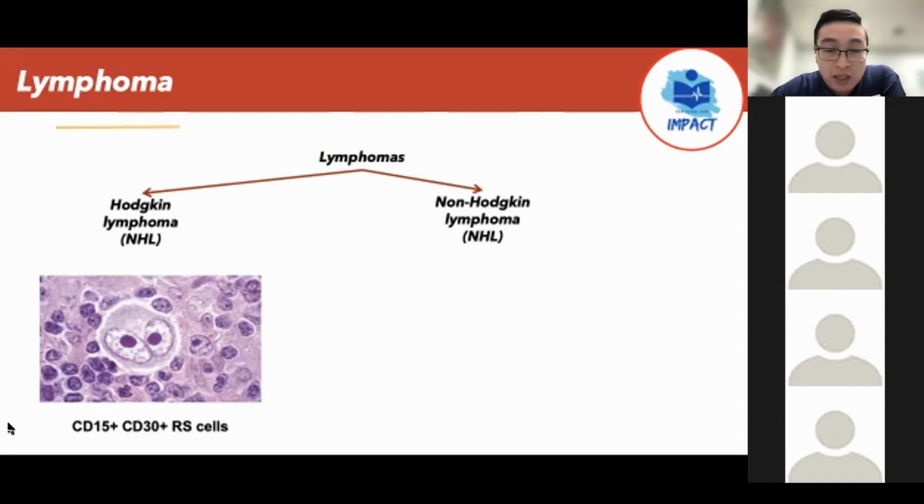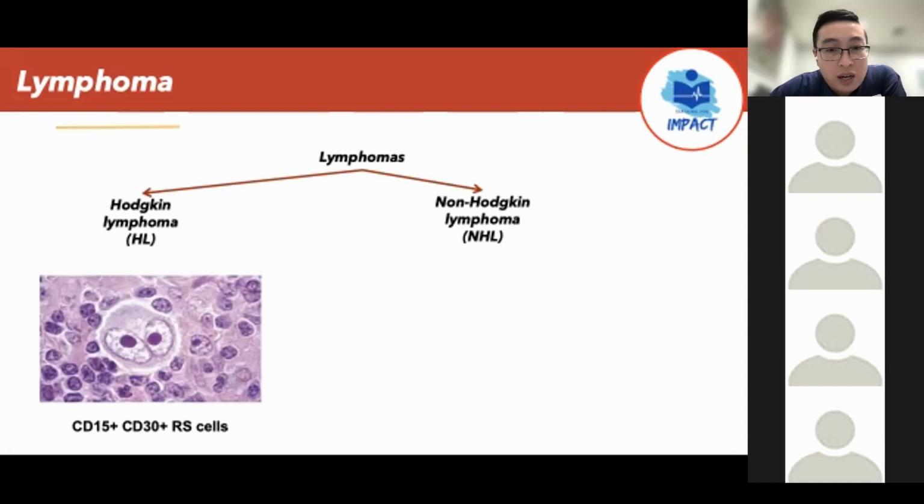Typically CD15 positive and CD30 positive. If you see these owl eyes, these Reed-Sternberg cells, it's automatically Hodgkin's lymphoma.